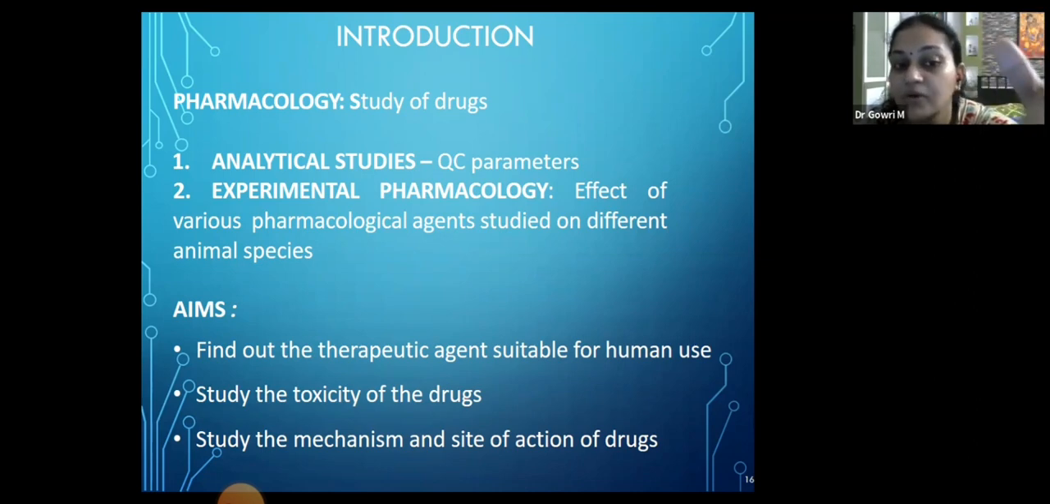Here in experimental pharmacology, we'll be using it much more deeply, like for some 6 months or maybe more than that, in order to evaluate the correct action in a particular animal. So these are the types of pharmacological studies, and the aims of experimental pharmacology are to find out therapeutic agents suitable for human use, study the toxicity of the drugs, and study the mechanism and site of action of the drugs.